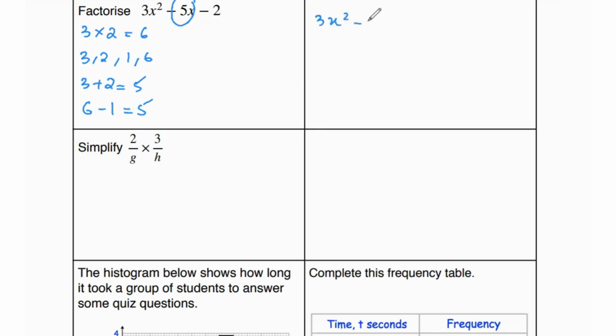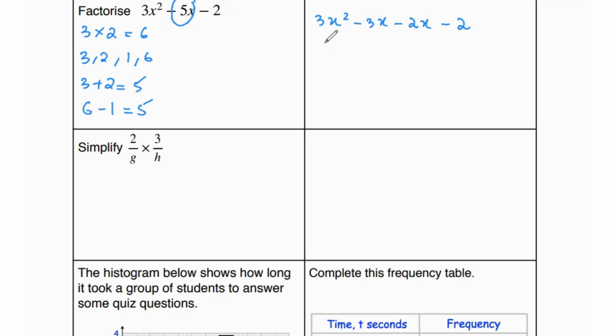3x squared minus 3x minus 2x minus 2, this is what we have. As you can see, we replaced negative 5x with negative 3x minus 2x. If we combine it back, it goes back to the same equation. So we're just splitting it into two different numbers so that we can further solve it.